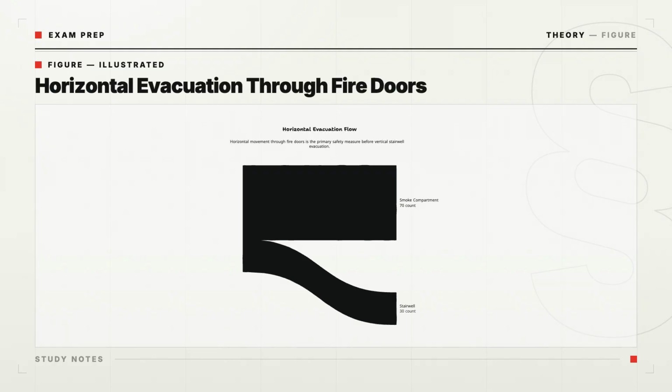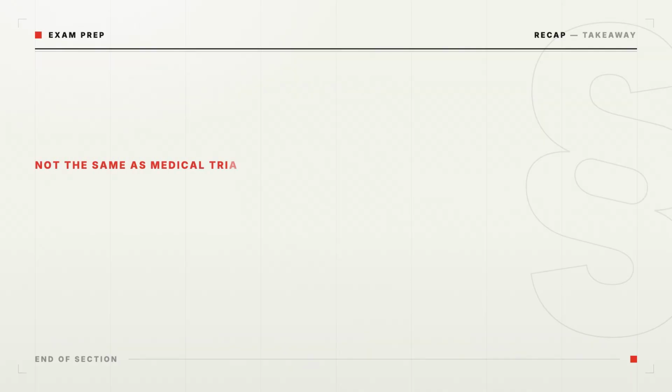There's also a larger pattern layered on top. Evacuation moves horizontally first, shifting patients sideways through fire doors into an adjacent safe compartment on the same floor before anyone goes down a stairwell. Fire doors are engineered to hold back smoke just long enough to make that lateral move work.